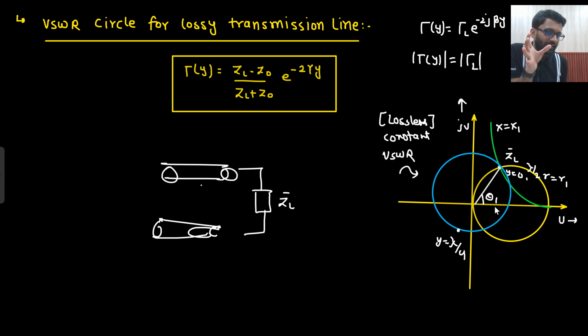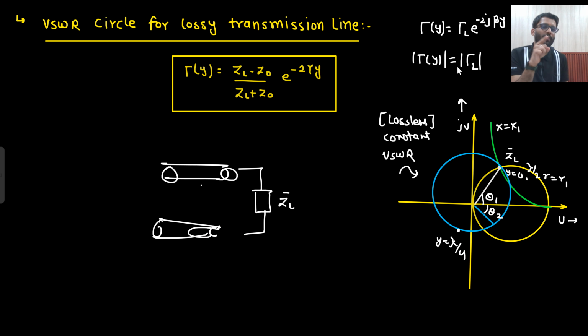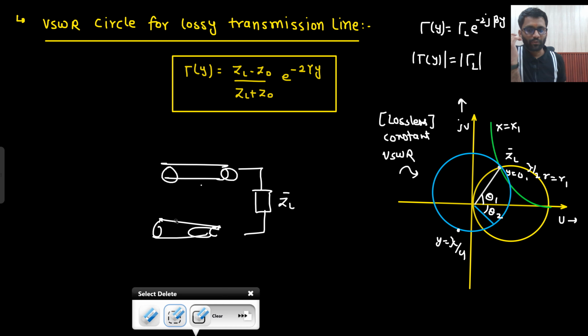Here the phase is theta 1. Later on the phase can become theta 2. So this circle we make from our own side, saying that mode of gamma L is constant over the complete line. But now if the line is lossy, then what will happen to this circle?